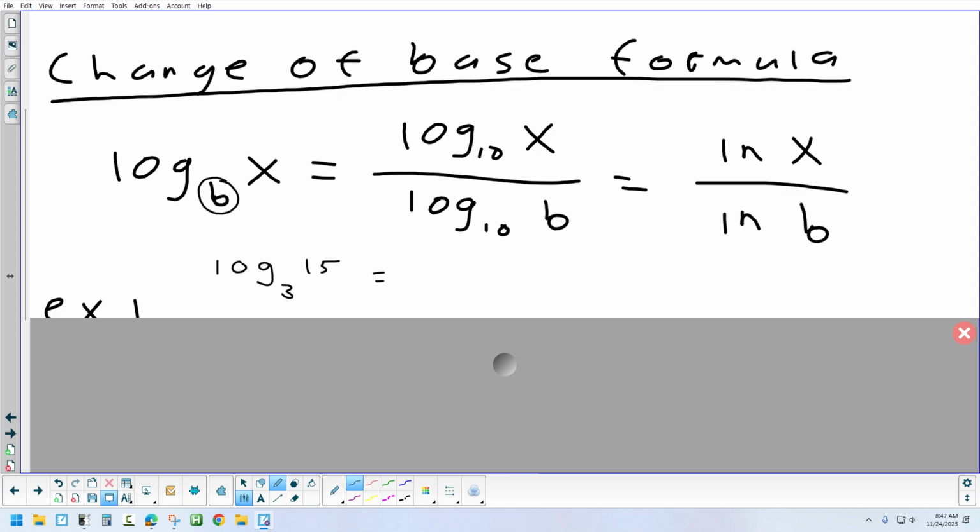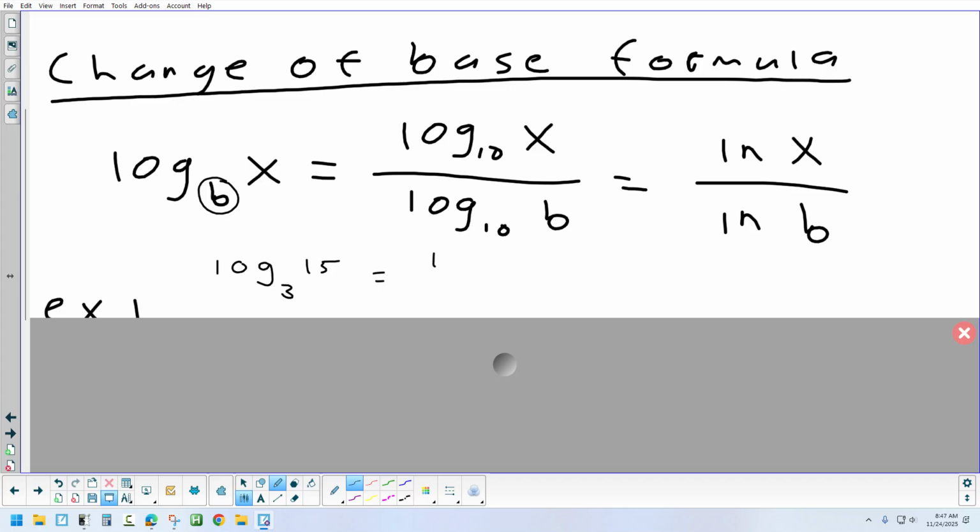That's basically saying 3 to what power would give you 15 if you rewrote it in exponential form. Well, let's get an estimate of what it's between. 3 to what power gives you 15? The power is going to be between what two numbers? Yeah, 2 and 3, because 3 to the second is 9, 3 to the third is 27. That's too big. So it's somewhere between 2 and 3.